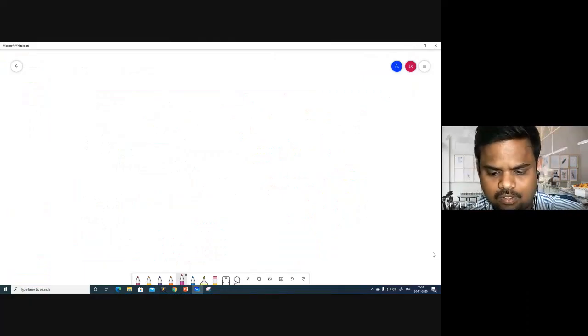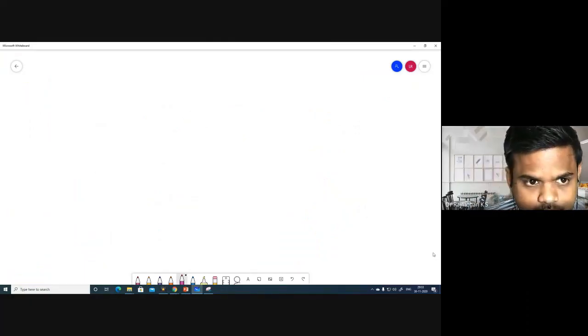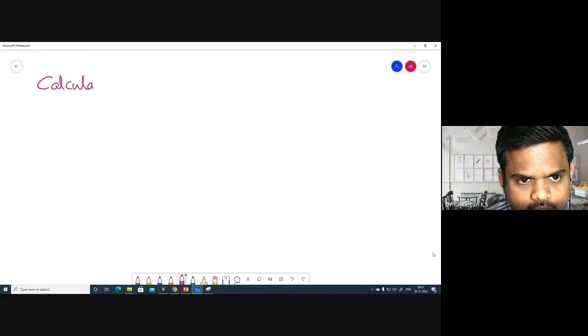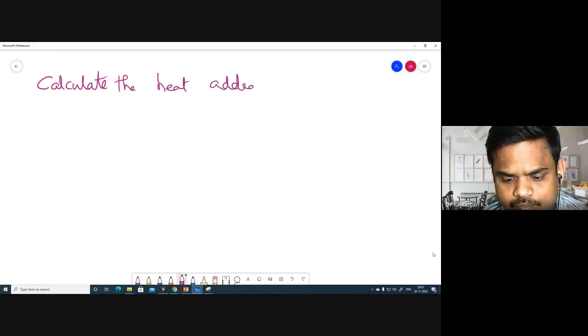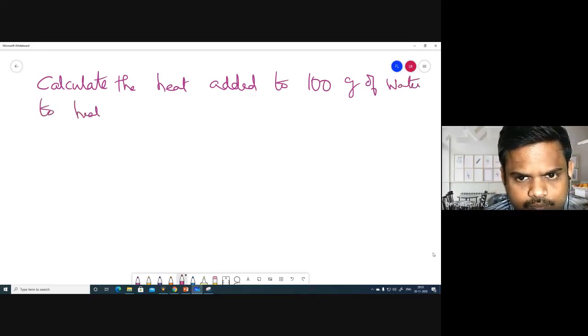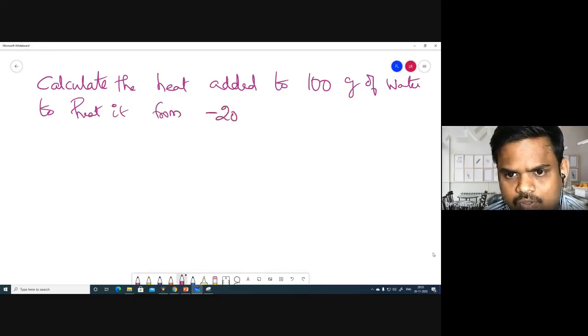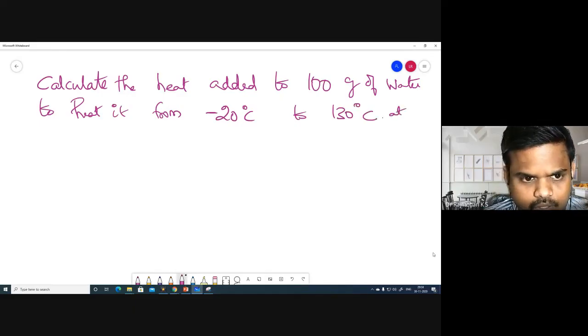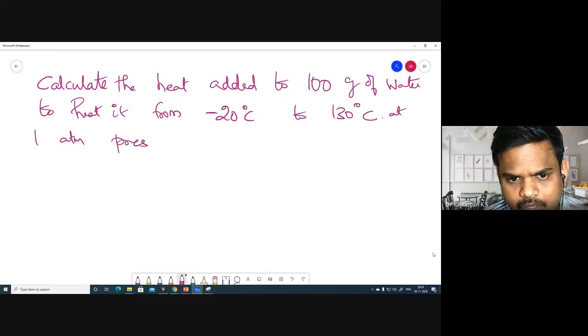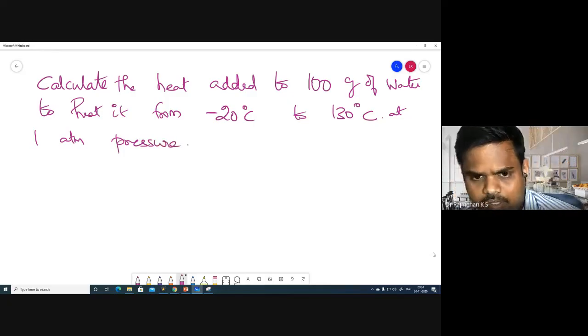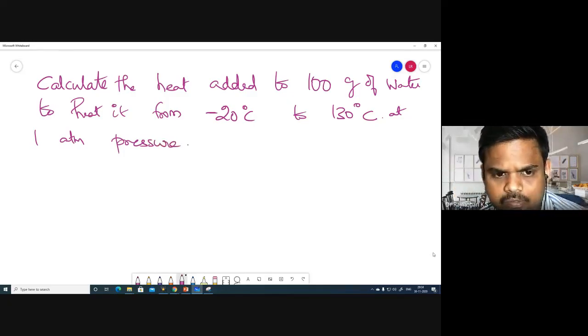Calculate the heat added to 100 grams of water to heat it from minus 20 degree Celsius to 130 degree Celsius at 1 atmospheric pressure. Remember, the boiling point is a function of pressure. The boiling point temperature will change with pressure also, right? So some data is given.